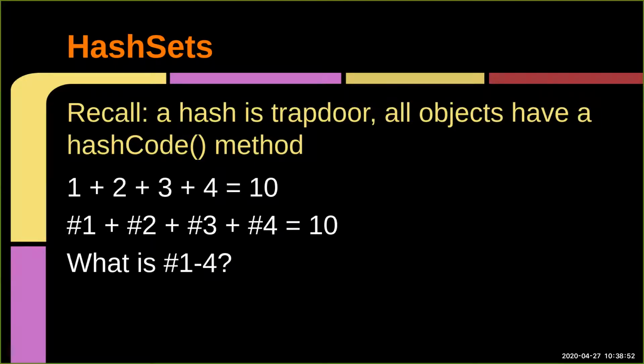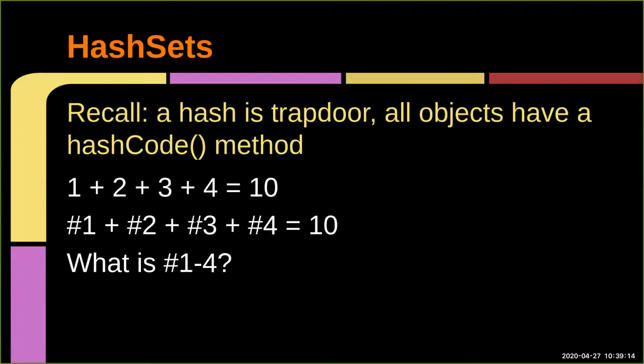Okie dokie. So hash sets. We might recall that a hash is a trapdoor, that it's a one-way function. And you might have heard that in math.